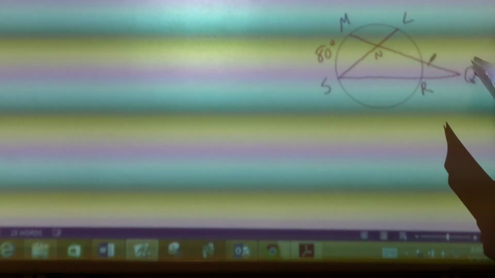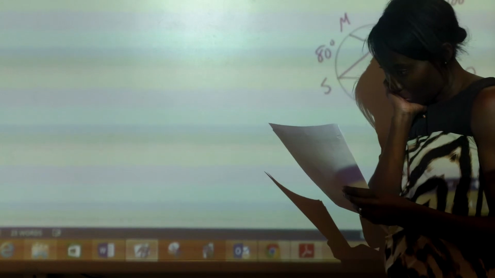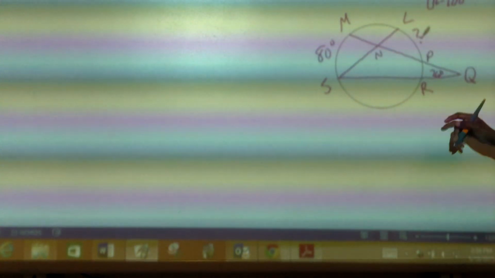If I label it correctly, we're given, this is 80 degrees. LR, where's R? R is right here, P is right here. The whole LR is given that it's 100 degrees. And this outside one is 26 degrees. Everybody got that? So we're trying to find LP. That's an unknown, right? Look at what you're given. Hold on. Let me look at it. All right, okay. Woohoo, here we go.